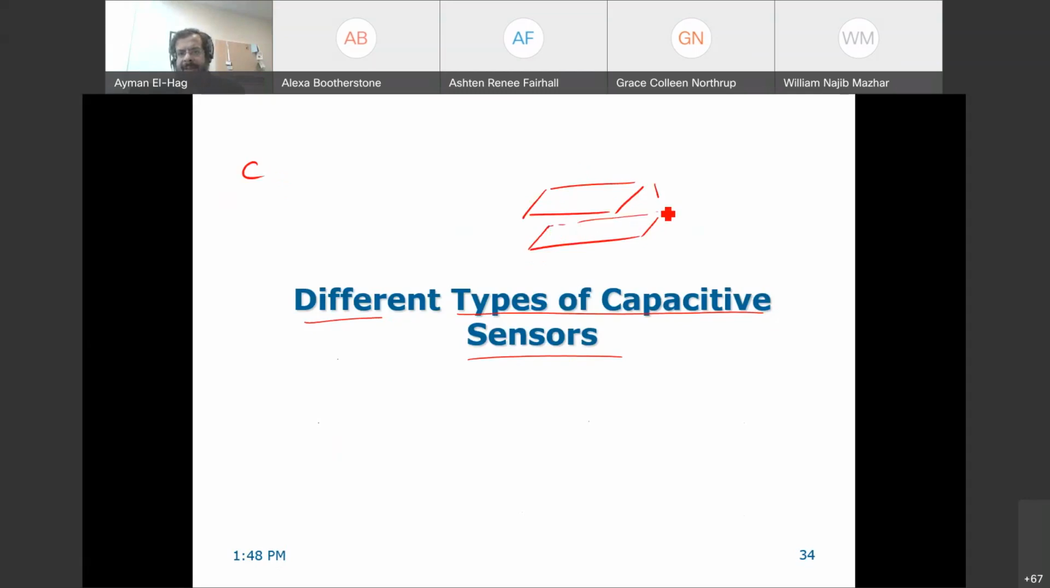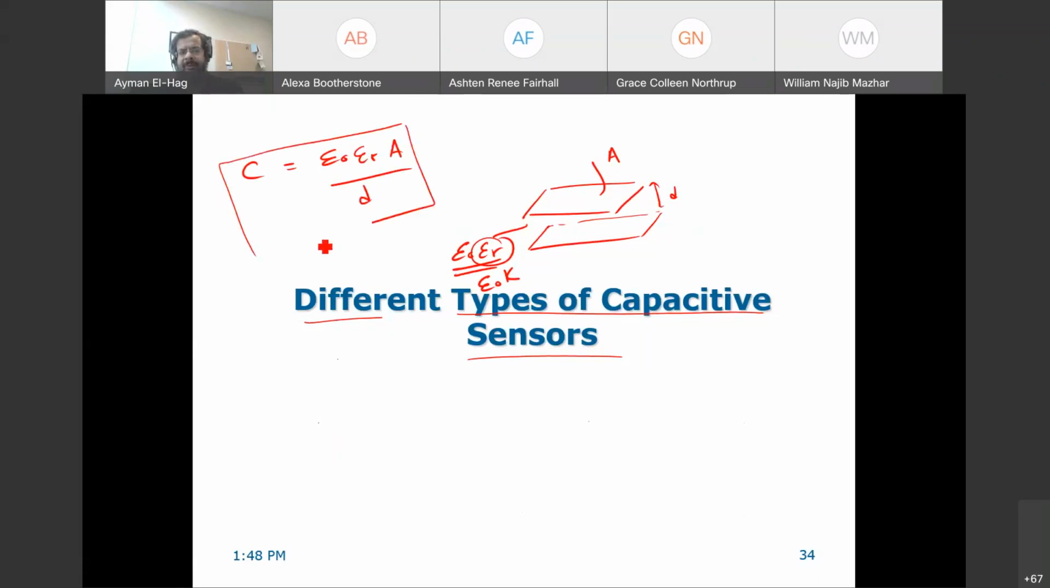capacitor, with distance between the plates D, cross-sectional area A, and this dielectric material in between with epsilon 0, epsilon r. In some books, by the way, epsilon r is called K. So sometimes you see it epsilon 0 times K. So the capacitance C is equal to epsilon 0, epsilon r times A divided by D.